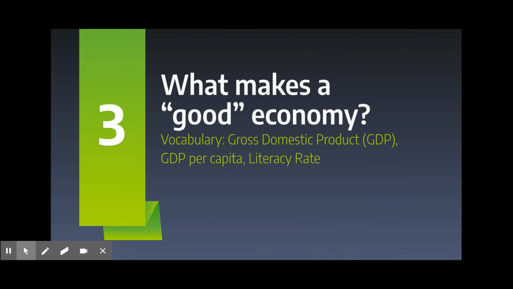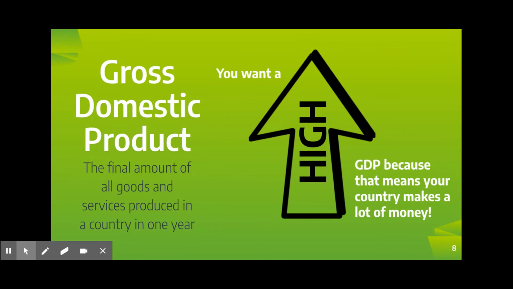Section 3. What makes a good economy? Vocabulary. Gross domestic product, GDP, GDP per capita, literacy rate. Gross domestic product is the final amount of all goods and services produced in a country in 1 year. It tells us how rich or how poor a country is. So you want a high GDP because that means that your country makes a lot of money.